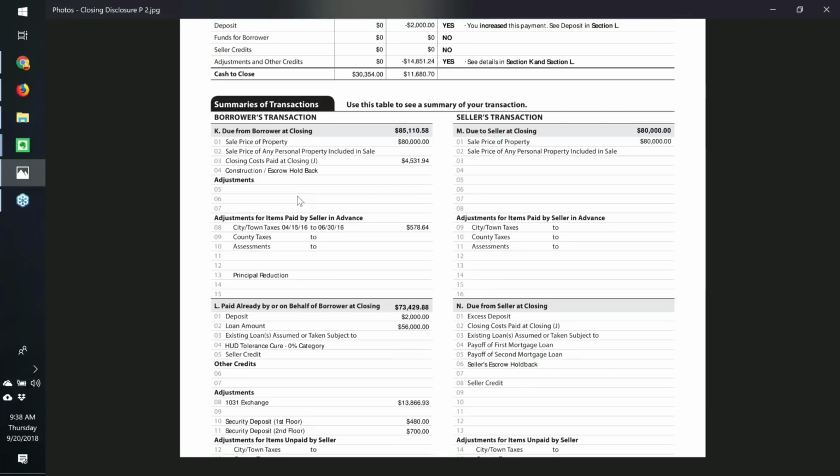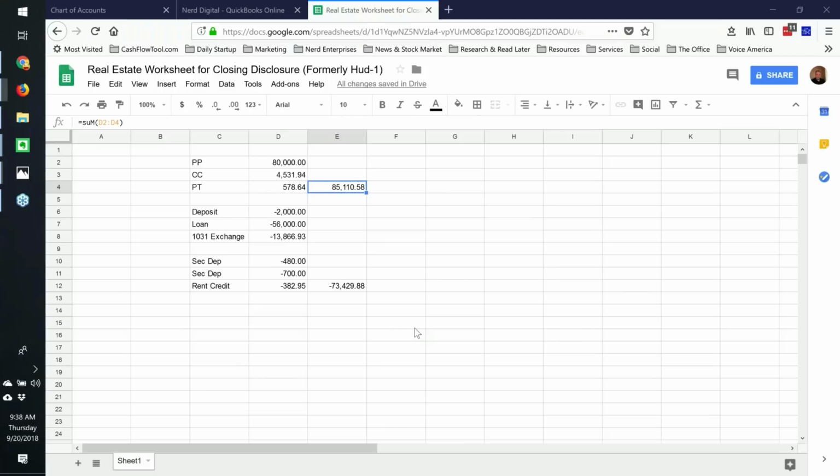And then in the next section, again, paid already by the buyer on behalf of the borrower. So the 56,000 was paid to the seller on behalf of the borrower, because now the buyer has to pay that back to the bank, right? So just so you have the full context here.